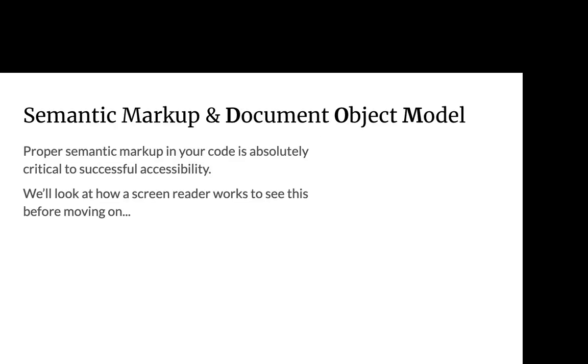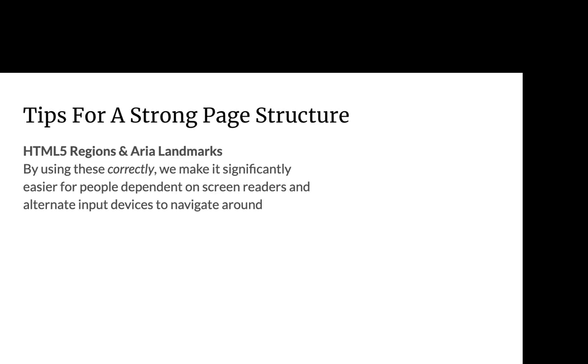All right, now on to the fun part, development. So we've already talked about this, but your semantic markup and your document object model are really the key things to ensuring that your site is going to be accessible. I was going to play a screen reader, but we really don't have time. So if you're curious later today and want to come experience a screen reader with me, I'm more than happy to go through that with you and show it off.